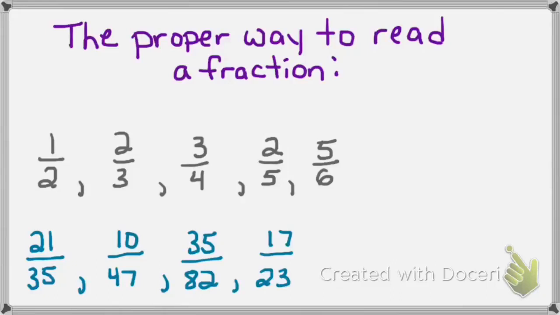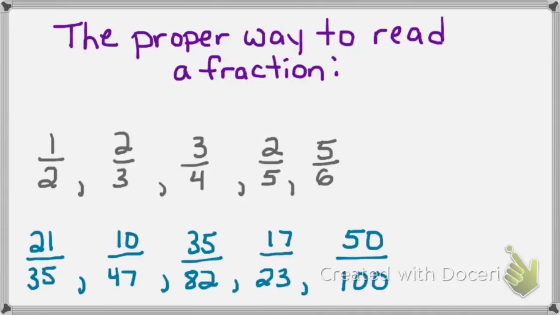17 over 23. Numerator stays the same, 17. Denominator, if I was number 23 in line, you would say I was 23rd in line. So we read it 17 23rds. And our last example, 50. Numerator stays the same. Denominator, if I was number 100 in line, you would say I was the 100th person in line. So we read this as 50 100ths.